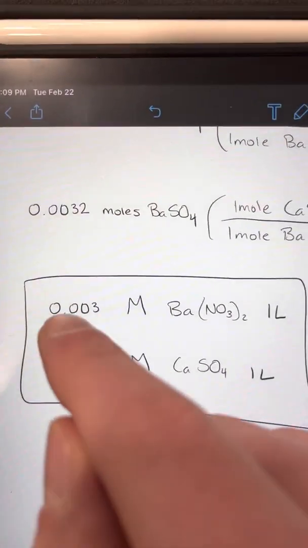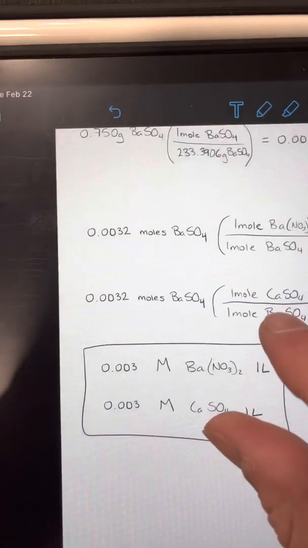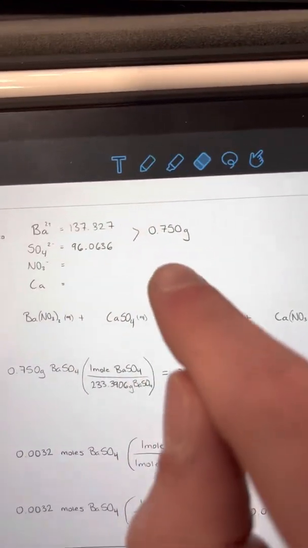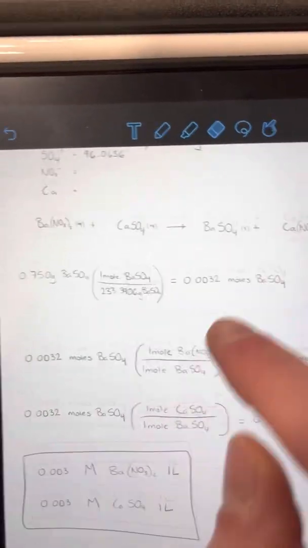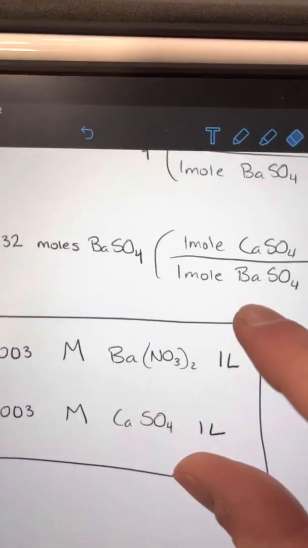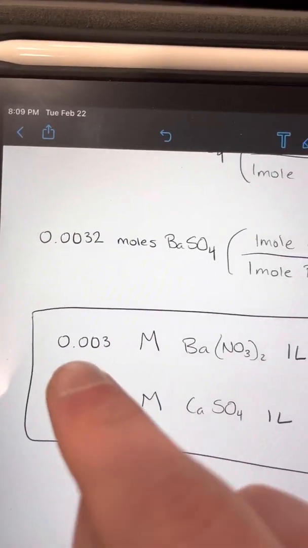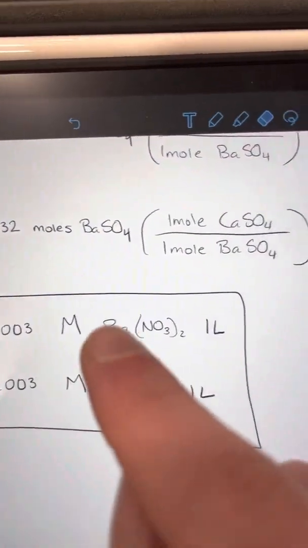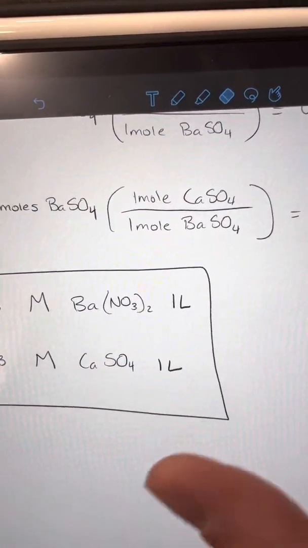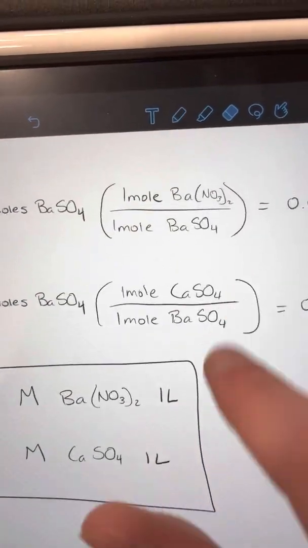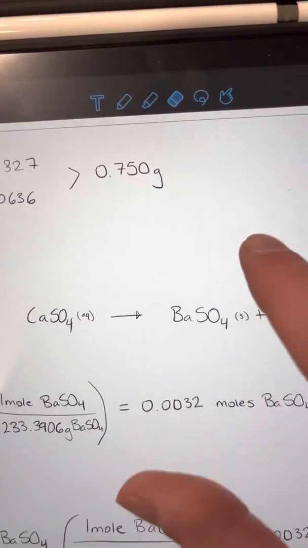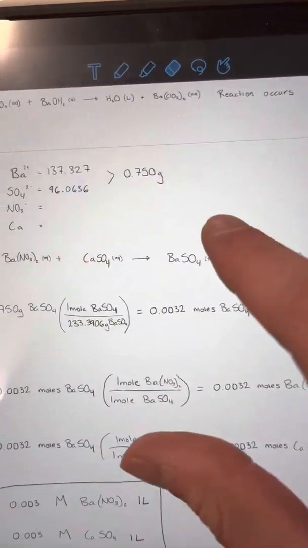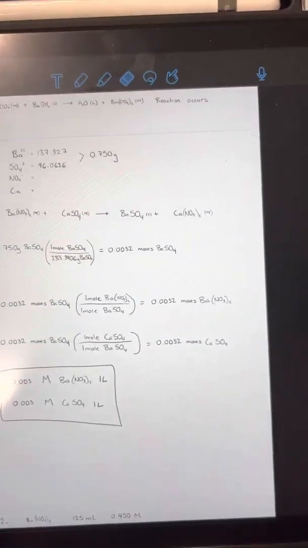And so that's it. Now we're given 0.0750, so we have 3 sig figs there. We've got to go to 3 sig figs here. So we have 0.003 molarity, moles per liter, barium nitrate for every 1 liter, and that'll give us our answer of 0.750 grams. And that's how you go about solving that question.